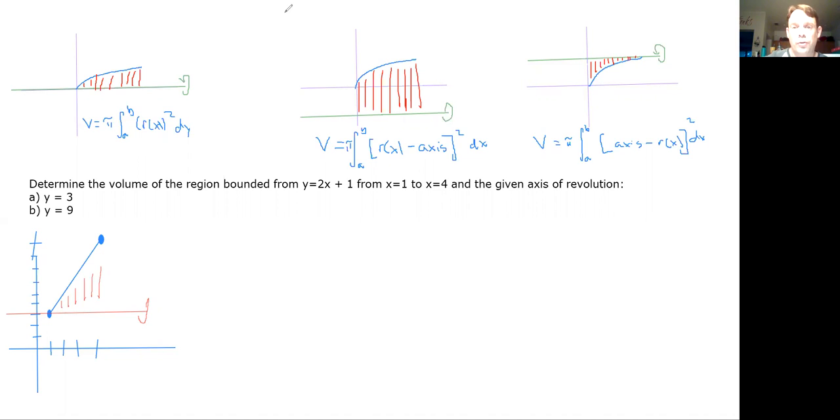Our second one we're going to revolve it around the line y equals 9. Notice the axis is on top of the function. On the first one, y equals 3, the axis is below the function. But on the second one, y equals 9, the axis is above the function. So on the second one, we're going to spin that volume. So what does this look like? On the first one, the function is greater than the axis. So our volume would be pi times the integral from 1 to 4, but I'm going to take my function and I'm going to subtract my axis.